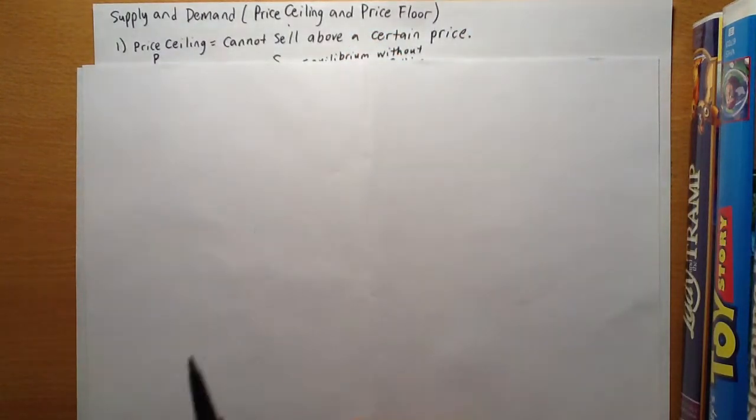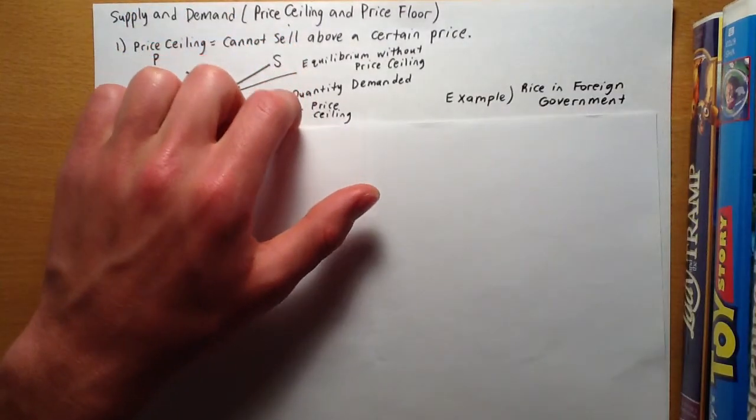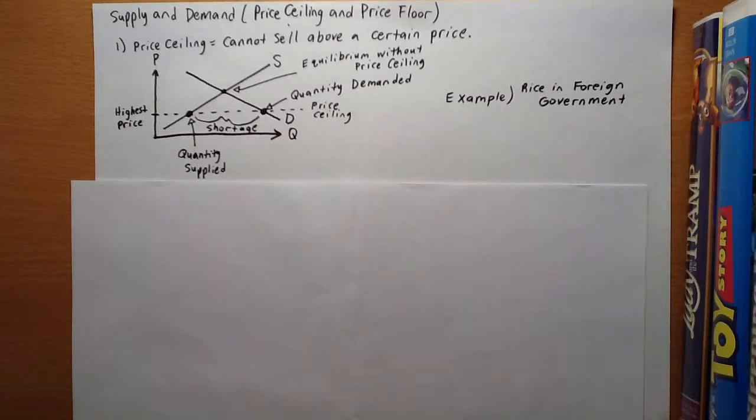Now, a price ceiling is when you're not allowed to sell above a certain price. Often governments will establish these rules. And an example is that in some countries, governments will say that suppliers can't sell rice above a certain price. And they do this because they think that rice producers are charging consumers too much, and they want consumers to be able to buy rice at a cheaper price because people need it to eat. So, people think they're doing a good thing.